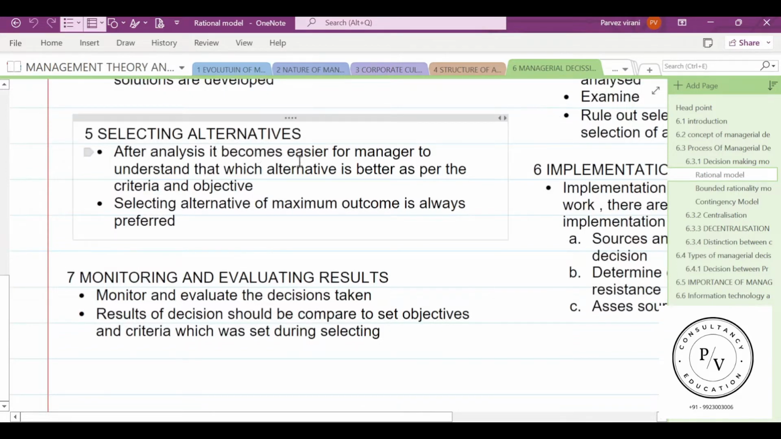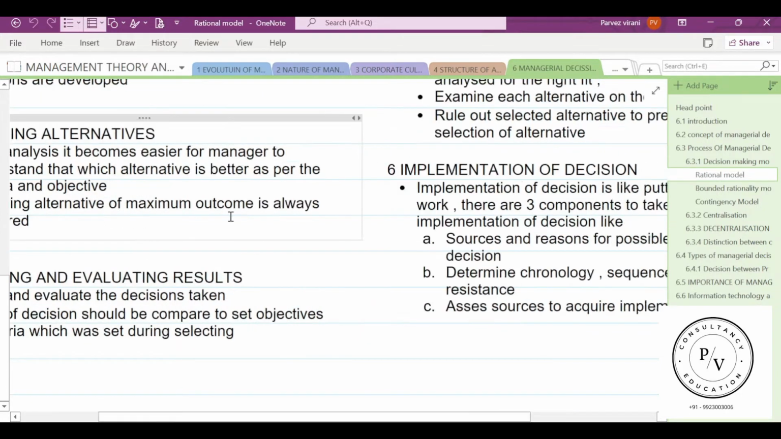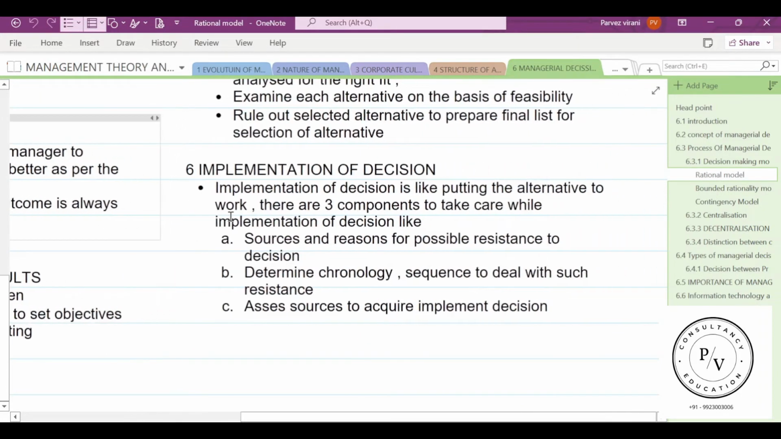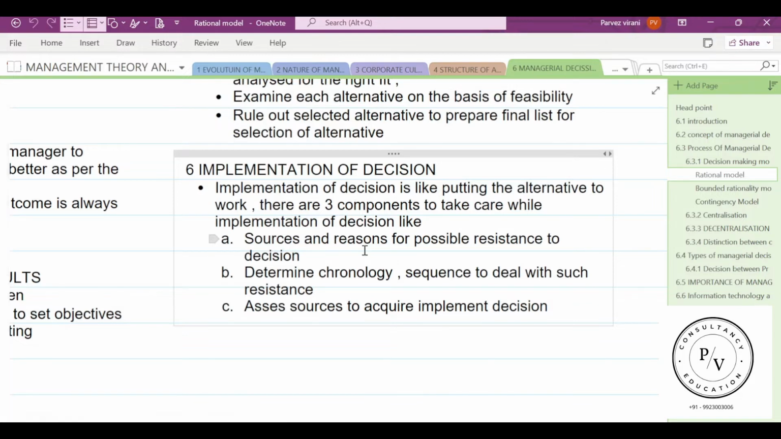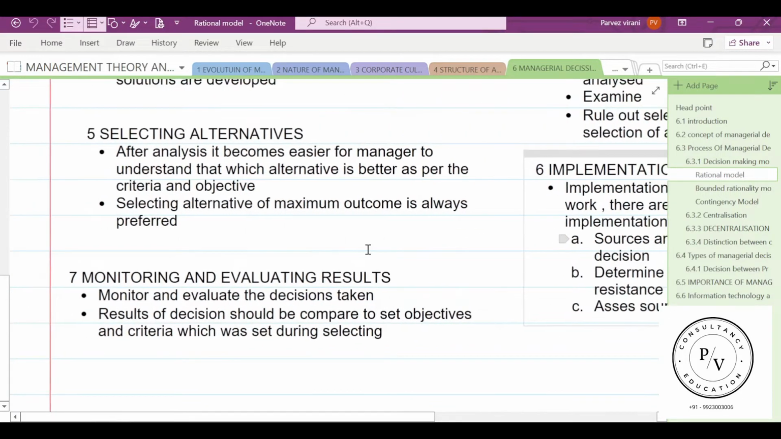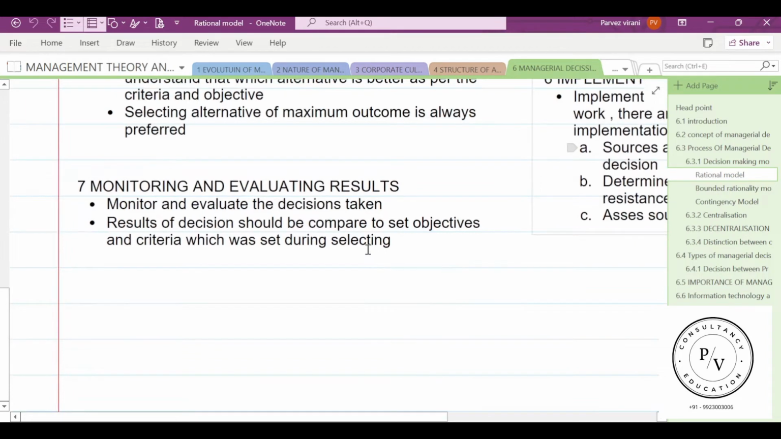Fifth point, selection of alternatives. After analysis, it becomes easier for the manager to understand which alternative is better as per the criteria and objectives. Selecting the alternative with the maximum outcome is always preferred. Sixth point is implementation of the decision, which is like putting the alternative to work. There are three components to take care of: the sources and reasons for possible resistance to the decision, determining the chronology and sequence to deal with such resistance, and assessing the sources needed to acquire implementation. Seventh point, monitoring and evaluation of results.